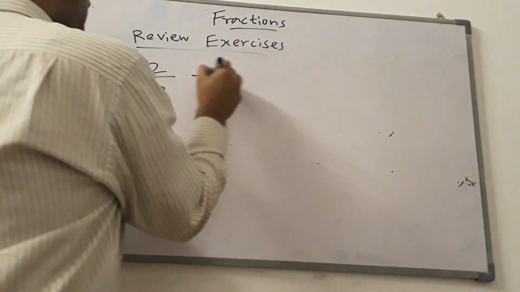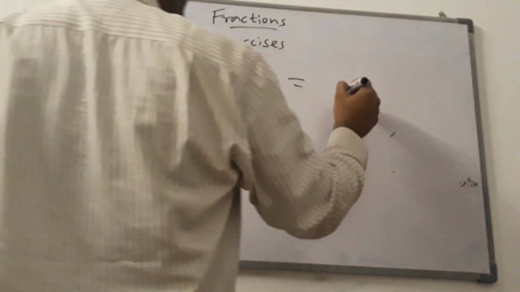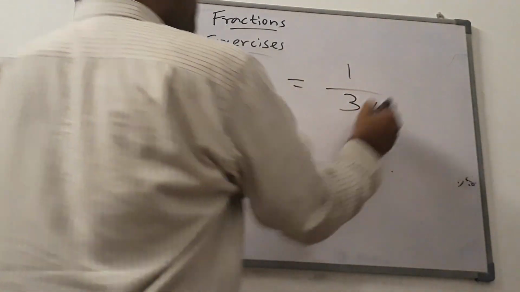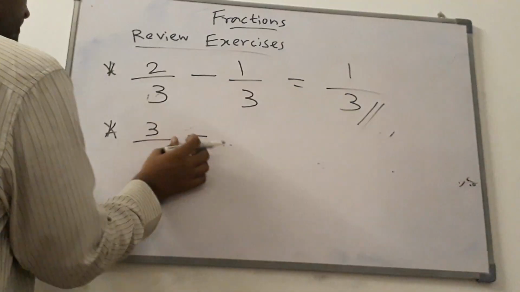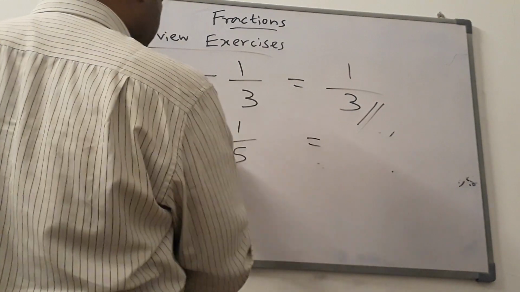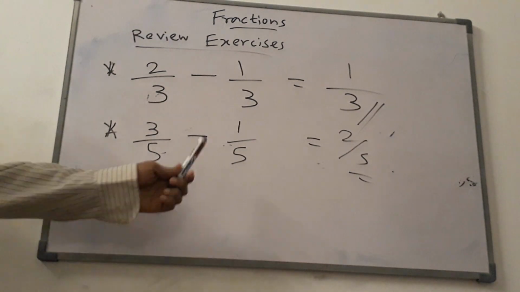Now we will do some subtraction sums. Okay, 2/3 minus 1/3. Here also the denominator won't change. We have to subtract only the numerators. 1 from 2 means 1. So 1/3 is the answer. Same as 3/5 minus 1/5, equal to 3 minus 1 is 2. 5 won't change. More than that we can't simplify.